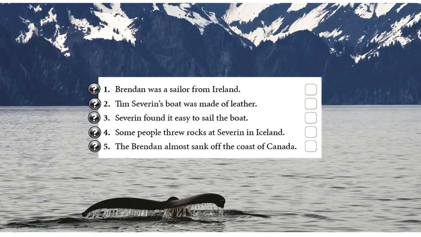1. Brendon was a sailor from Ireland. True. Number 2. Tim Severin's boat was made of leather. True. Number 3. Severin found it easy to sail the boat. False. Number 4. Some people threw rocks at Severin in Ireland. False. Number 5. The Brendon almost sank off the coast of Canada. True.